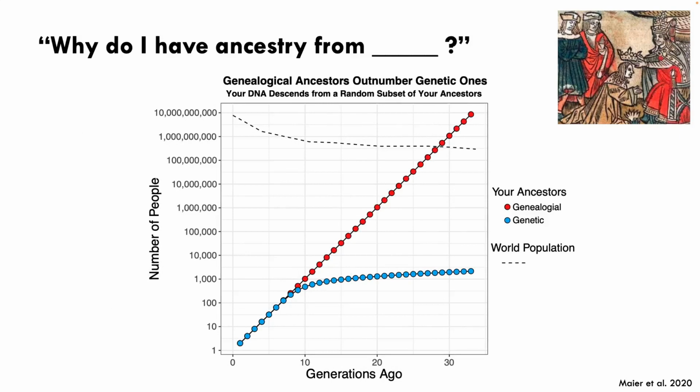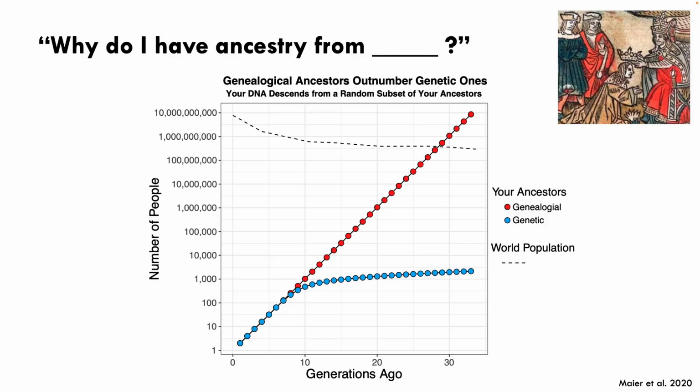This plot, frankly, blew my mind, and I hope it does for you as well. In red are genealogical ancestors going back in time, okay? In blue are genetic ancestors going back in time. And the black dotted line is the population size in the world. So, who are those mysterious ancestors in your family tree if there were more of them than humans on Earth?